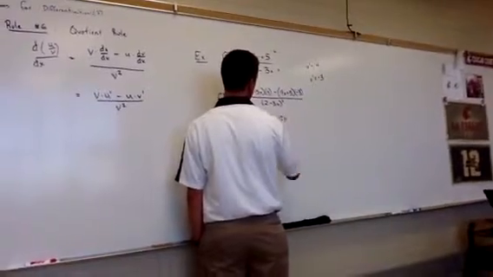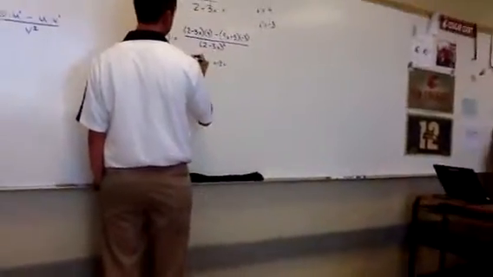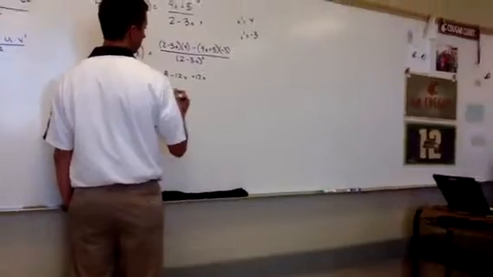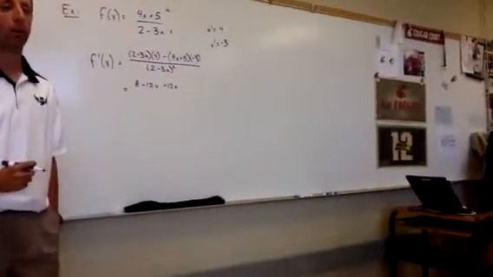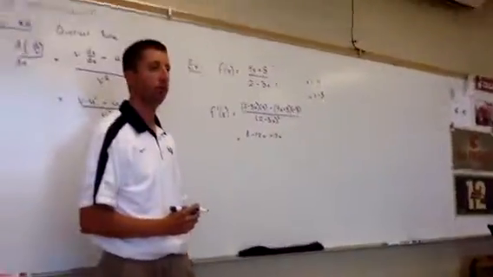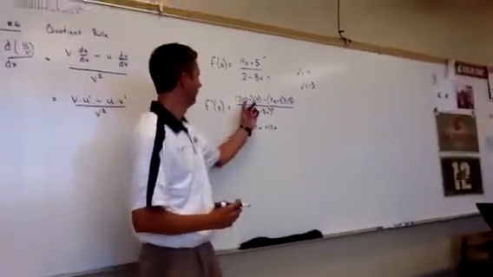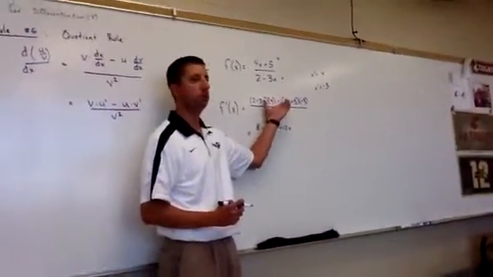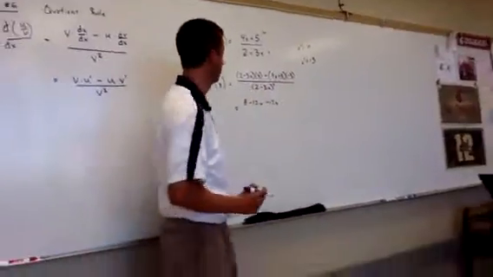8 minus 12x. Couldn't you just cancel out the 2 minus 3x's? No! Can you cancel out the 2 minus 3x's? No, because they are in all three terms. No, because this is two terms. Okay?